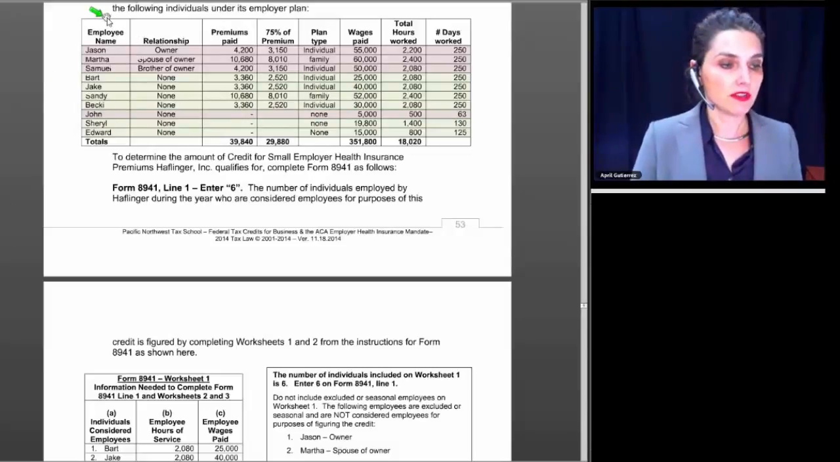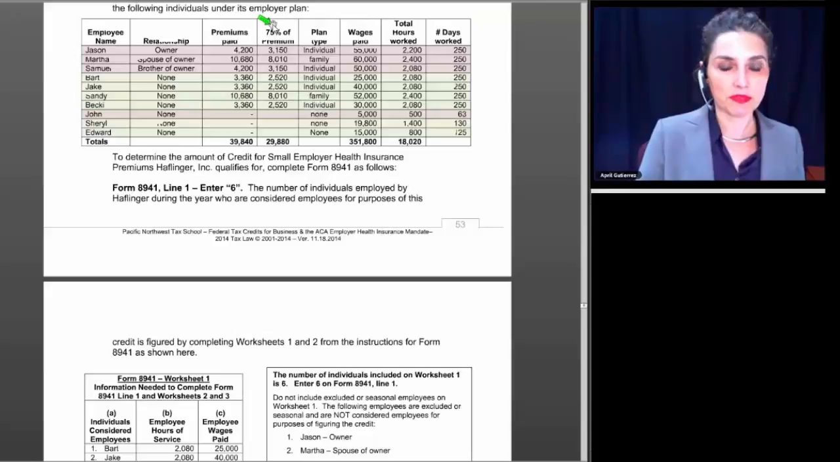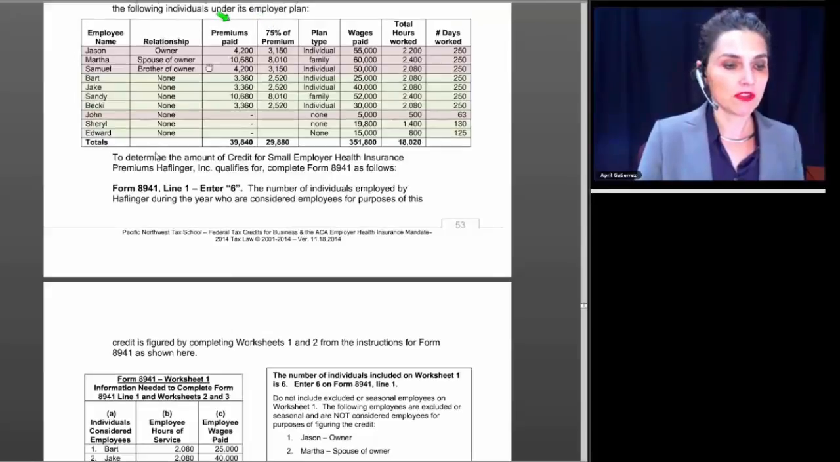So you really need to know who the employees are, what the relationship to the owner is, whether they will meet the requirement of working over 120 days. You need to know that answer, the total number of hours that each employee worked, the wages paid to the employees, the plan type, what portion of the premiums were paid by the employer, and the total cost of the premiums is a helpful number, although it's not actually entered on the form.